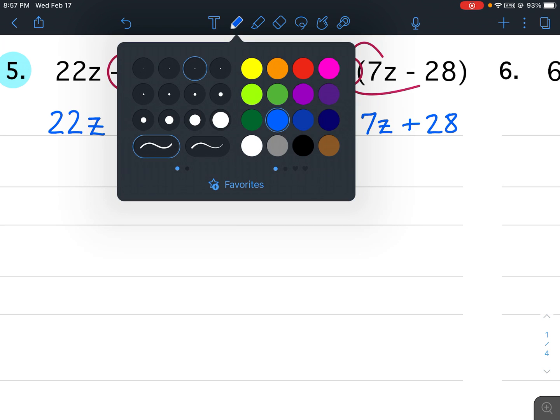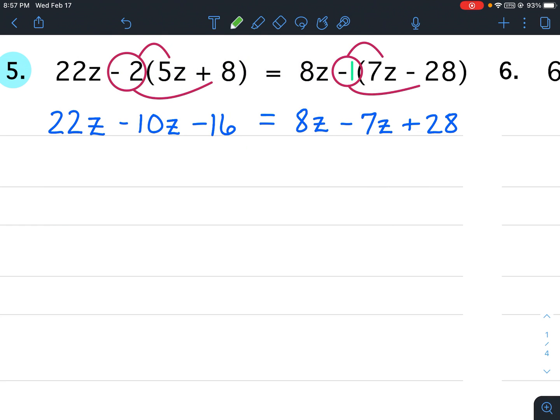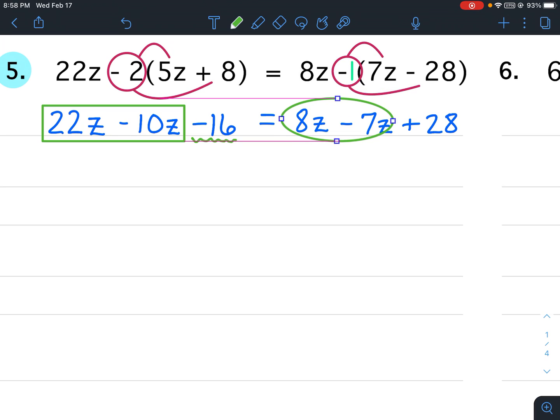All right, step 2 is to combine like terms. So I've got 22z and -10z to combine on the left side. And then I have 8z minus 7z to combine on the right side. On both sides, the constant terms do not have anything that I can combine with them.